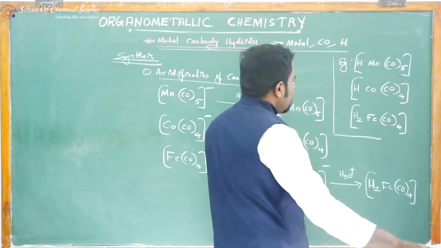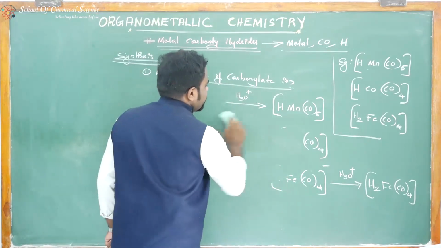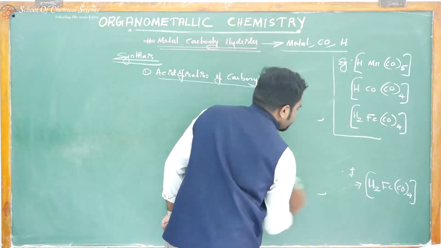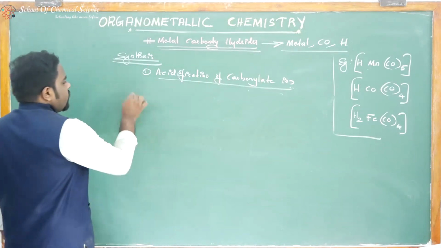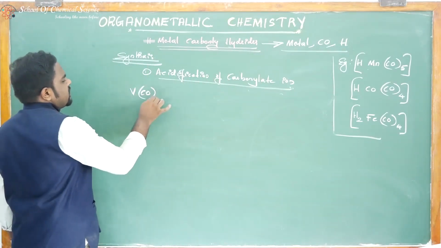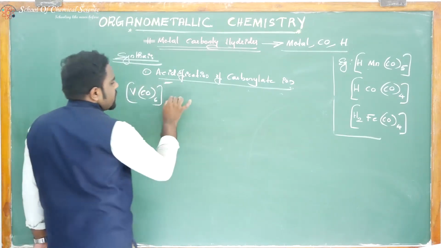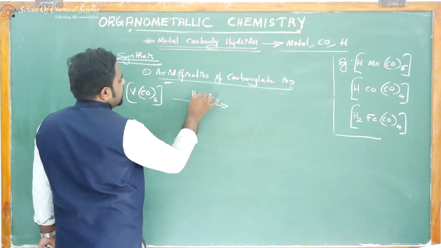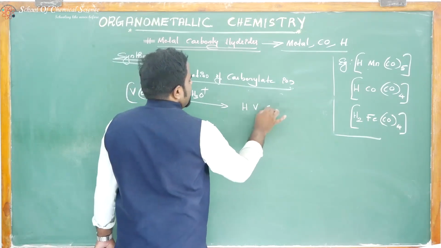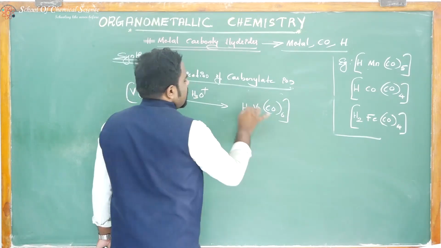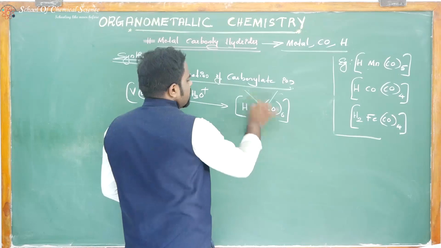Okay, then write the next question. VCO6 negative, 12 plus 5, 17 plus 1, an 18 electron species. On acidification with H3O plus, what happens? The negative charge is cancelled by hydrogen, giving HVCO6. But this compound is not formed.